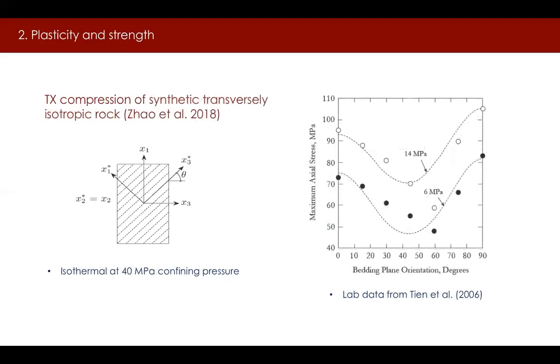This slide shows a similar simulation of the strength anisotropy of the synthetic transversely isotropic rocks tested by Tien et al. Like the previous slide, the samples exhibited a higher strength in the bed parallel direction than in the bed normal direction. Lab data also show a strength increase with confining pressure. The dashed curves are the simulation results.